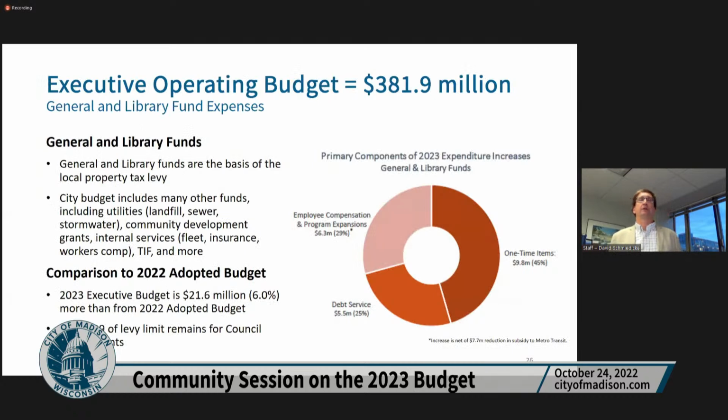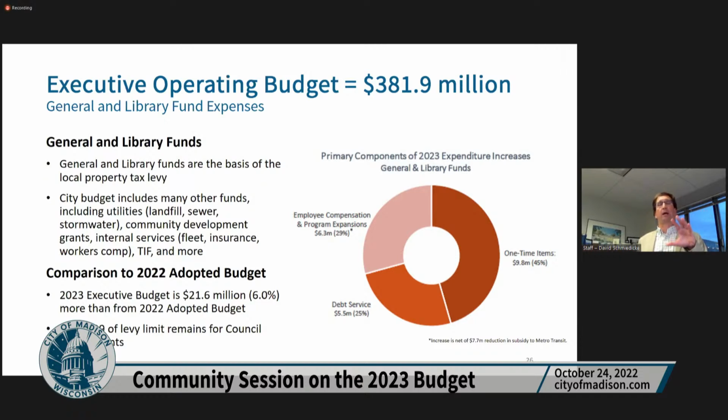So when we step back and look at the big picture on the executive operating budget, we focus on the general and library fund because that's where most of city services are funded. And this is where most of the city revenues are located, particularly property taxes and other local revenues and state aid. It's a little under $382 million, the budget that's proposed. And the budget does have other funds through our utilities, such as sewer and stormwater, as well as federal grants, our internal services activities, such as our fleet and tax increment financing and others. That's not in this $382 million.